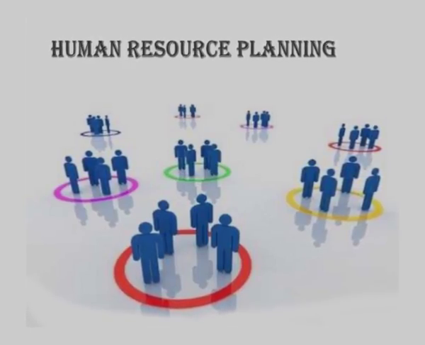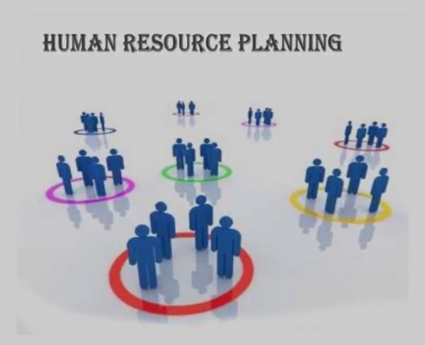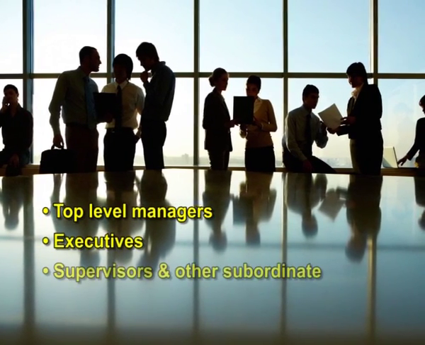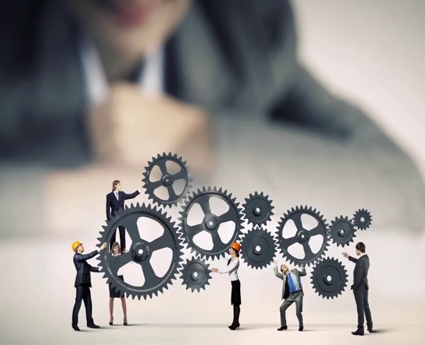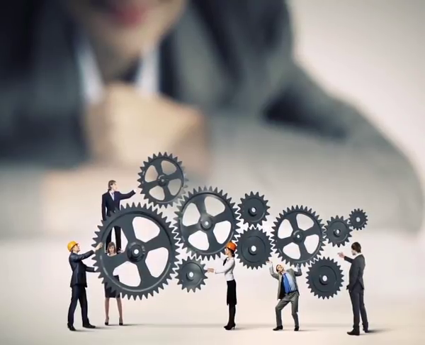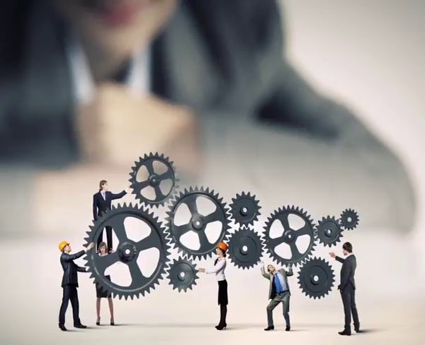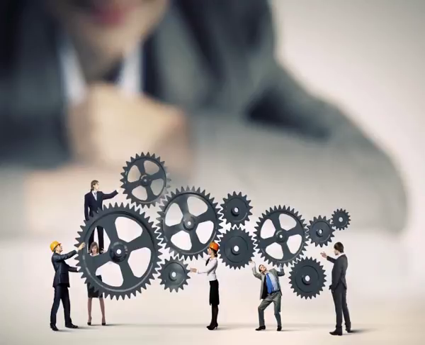Human resource planning. Every business unit needs human resource or manpower for the conduct of different business activities. In fact, no organization can exist or operate efficiently without the support of human resource. Such human resource includes top-level managers, executives, supervisors and other subordinates, or the lower-level staff. A business organization has to estimate its future manpower needs and adjust its manpower planning and development programs accordingly. This is called staffing function of management.